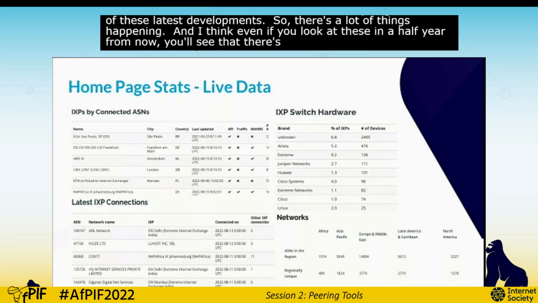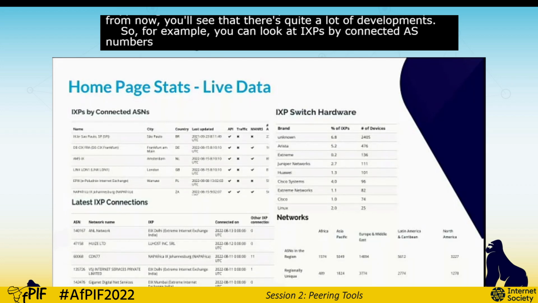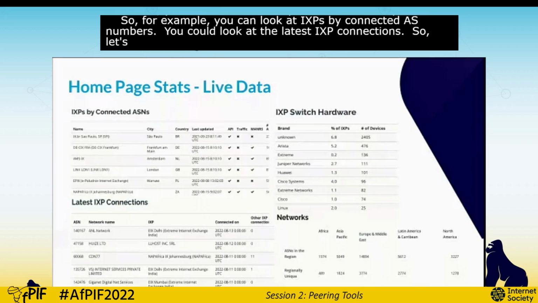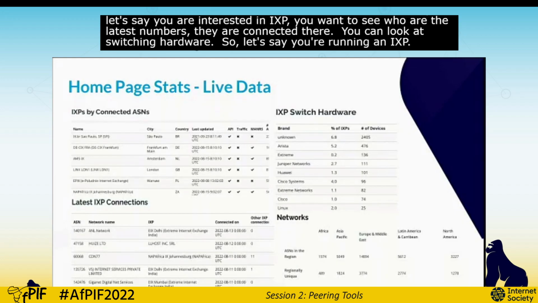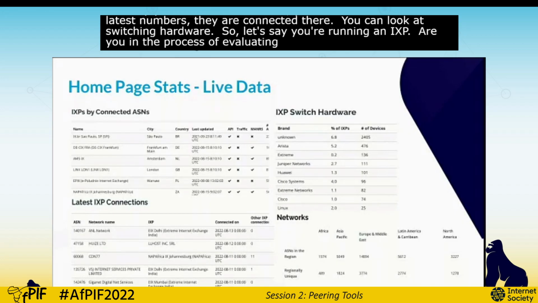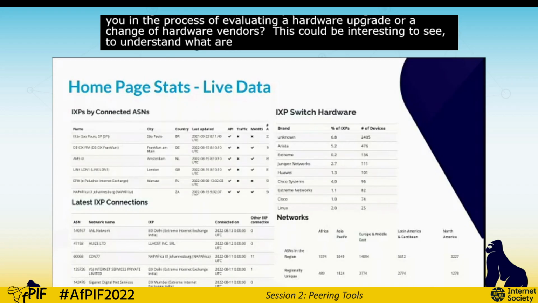So for example, you can look at IXPs by connected AS numbers. You can look at the latest IXP connections. So let's say you are interested in an IXP and you want to see who are the latest AS numbers that connected there. You can look at switching hardware. So let's say you're running an IXP and you're in the process of evaluating a hardware upgrade or a change of hardware with vendors. This could be interesting to see, to understand what other IXPs are using. You can start conversations with them about their experience.